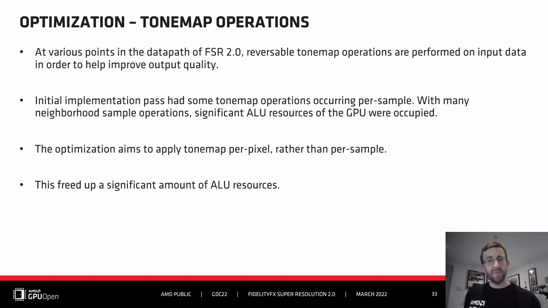One of the more obvious optimizations we performed was a review of the tone mapping operations that happen internally during the various FSR 2.0 passes. We do a reversible tone map at various places as it can improve the output quality. What this means, though, is a naive implementation could perform these operations per sample rather than per pixel. We do various neighbourhood samples during FSR 2.0, so the amount of ALU taken up in the tone map operations can quickly get out of hand.